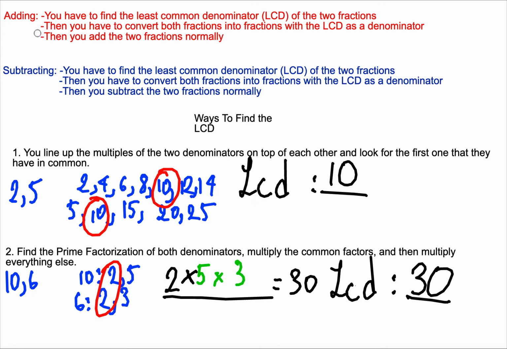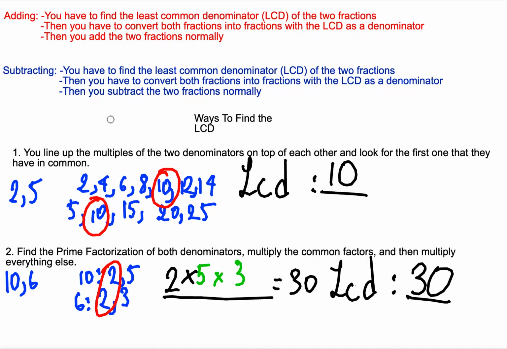So, when you add fractions with unlike denominators, you have to find the least common denominator, known as the LCD, of the two fractions. Then, after finding the LCD, you have to convert both fractions into fractions that have the LCD as a denominator. In one of our previous videos, I had talked about how to write equivalent fractions, which is converting fractions. Then, after you convert those fractions into fractions that have the LCD as a denominator, you add the two fractions normally.